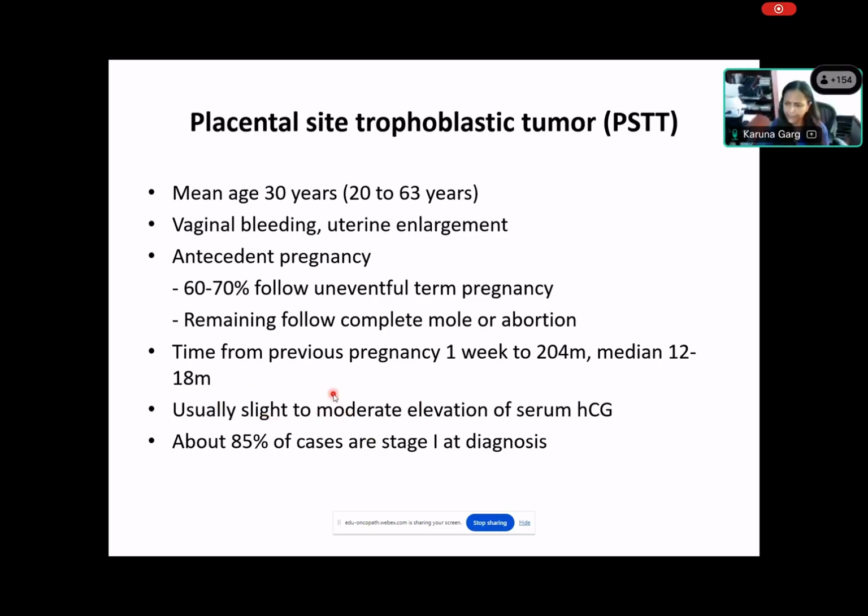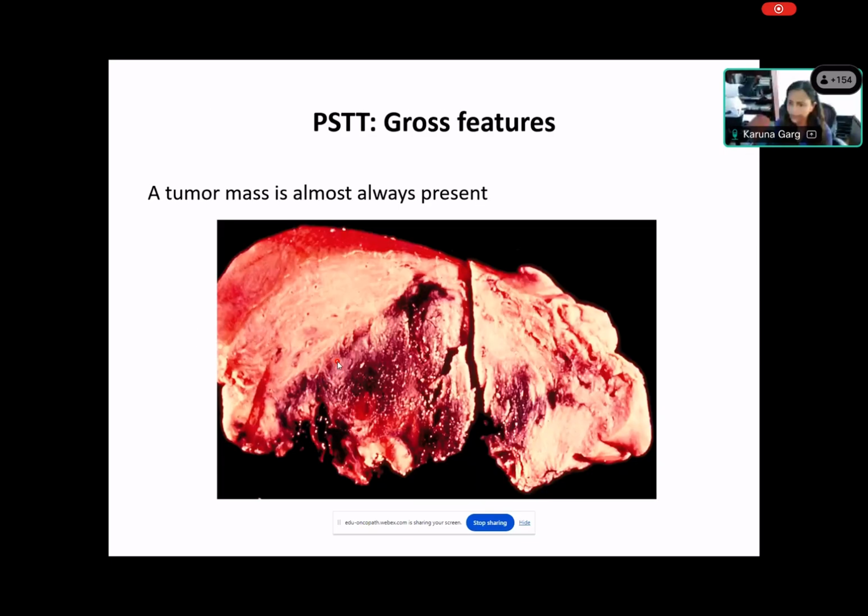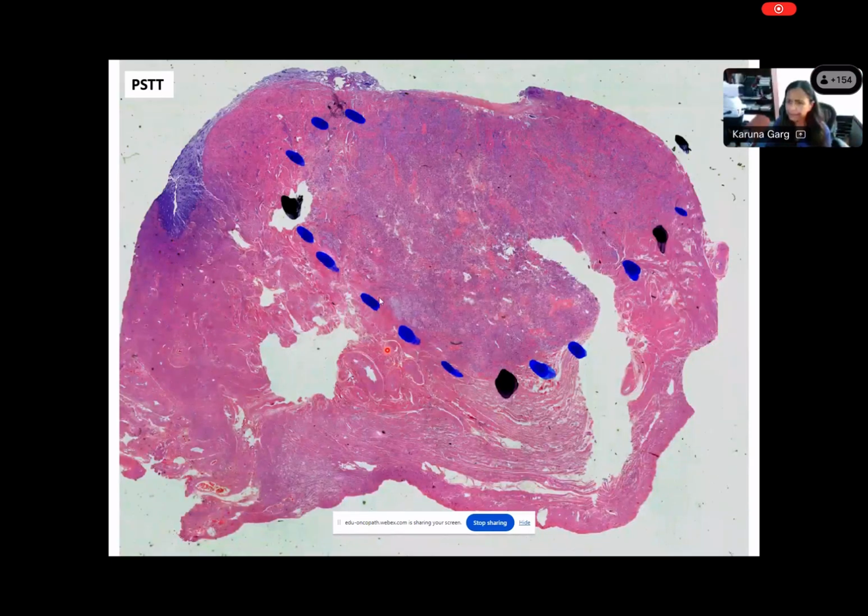It's usually only slightly to moderately elevated, and most cases will be confined to the uterus or stage 1 at the time of diagnosis. PSTT will almost always have a tumor mass. Not every single time, but more than 90% of cases should have a distinct mass in the uterus. This is what it looks like under the microscope. So you can see there's a mass-like lesion that's infiltrating into the myometrium. That's very characteristic of a PSTT.